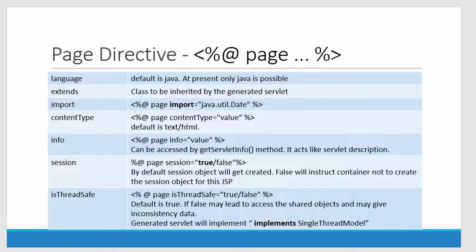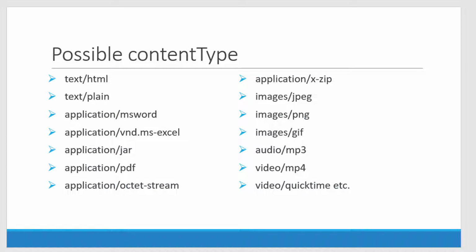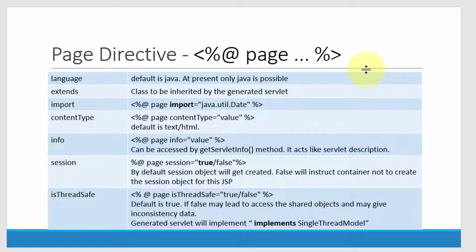Import will give instructions on what classes need to be included within that specific servlet. Content type will define what different types of content can be used within the JSP. There are lots of content types that can be used. These are some of the examples of what should be the content of the output generated using that specific JSP. Info will provide a description about the servlet and that can be accessed using the method getServletInfo. So let us see a small example using these page directives. The remaining page directive attributes, we will be seeing in the next session.